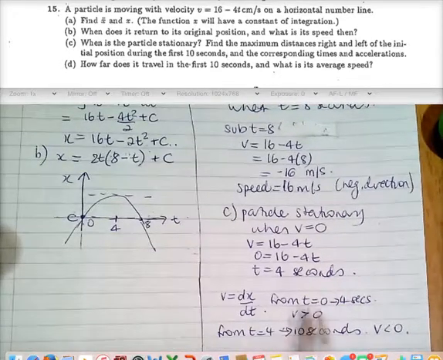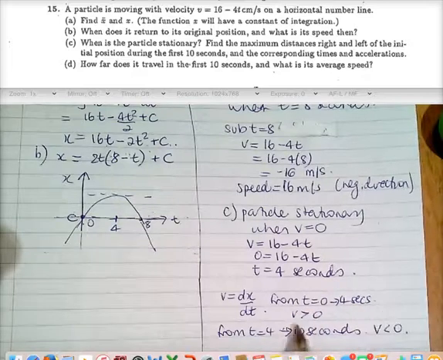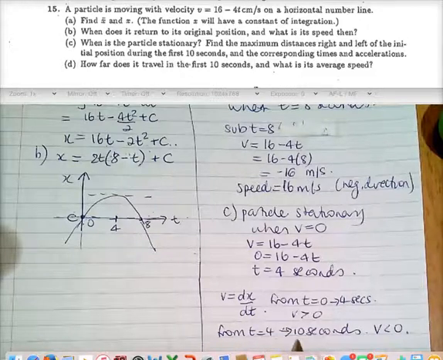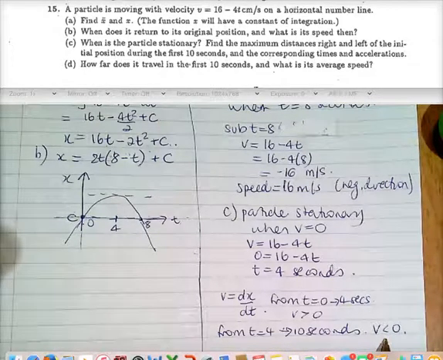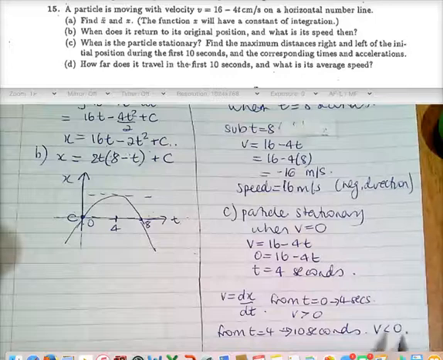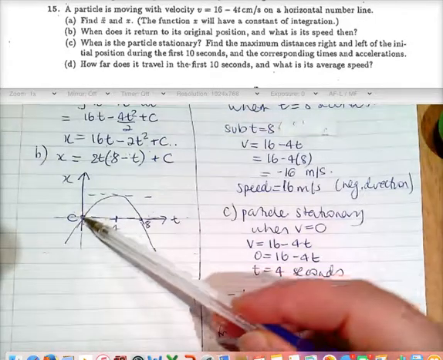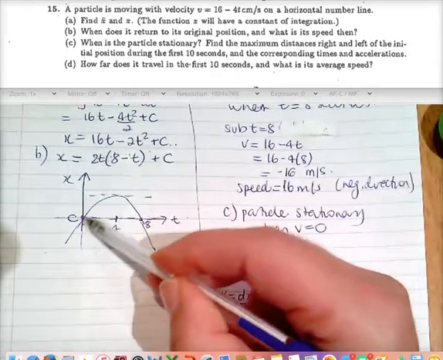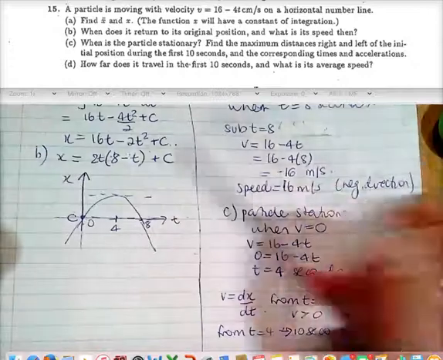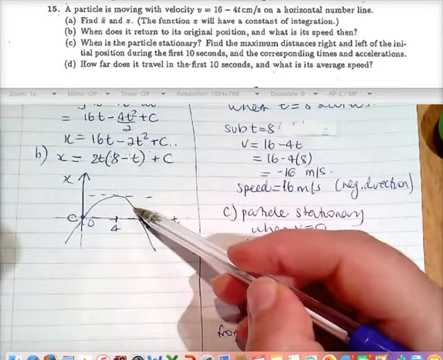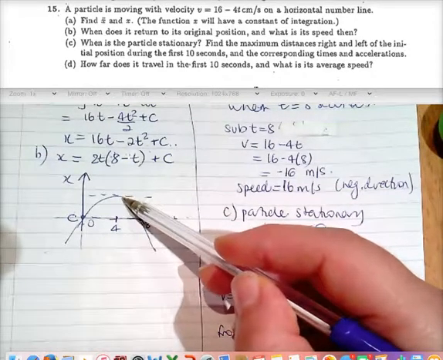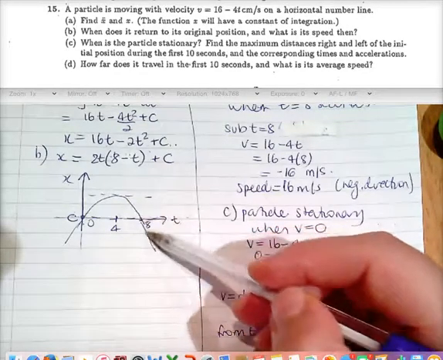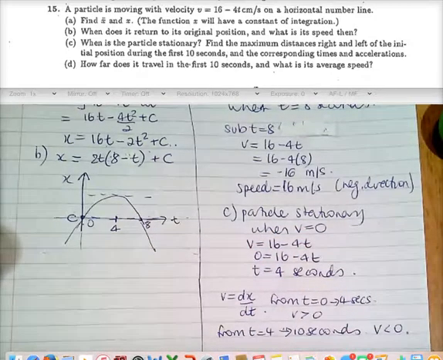So, in other words, from t equals 0 to t equals 4 seconds, the particle's moving to the right. And from t equals 4 seconds to 10 seconds, the velocity is negative, so the particle is moving to the left. And we can see that here. This is the starting position, and you're getting larger values of x, so you're moving further and further to the right. And then your values of x are getting smaller, and you're moving further to the left all the way down here.